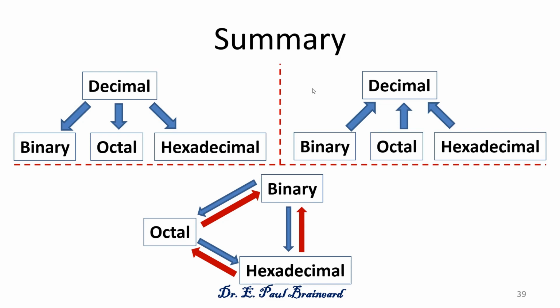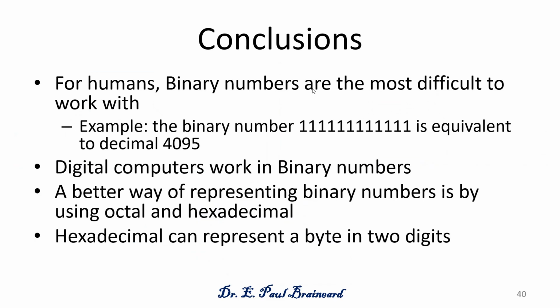The conclusions are: for humans, binary numbers are the most difficult to work with. For example, the binary number 111, which goes on forever, is equivalent to decimal 4095. Digital computers work in binary numbers. A better way of representing binary numbers is by using octal and hexadecimal number systems. And the last important point is that a hexadecimal number can represent a byte in 2 digits.